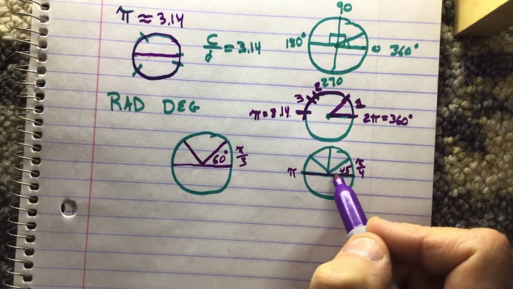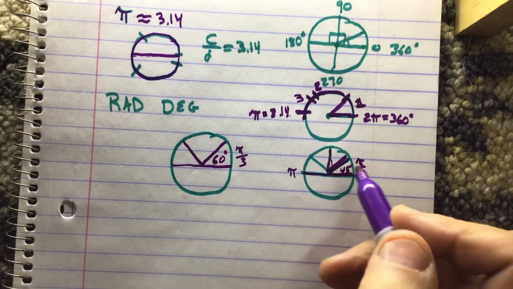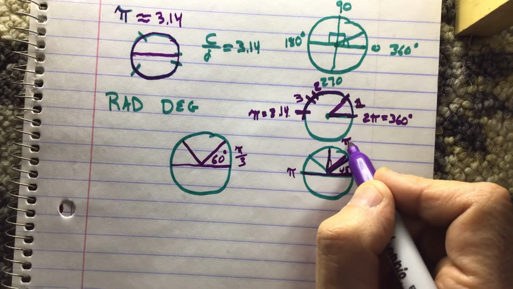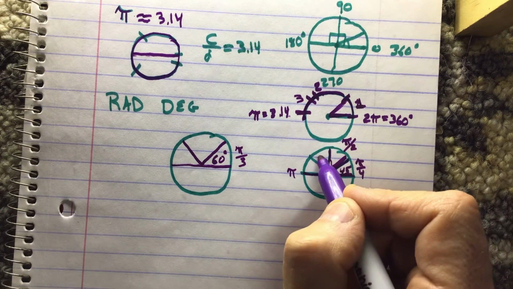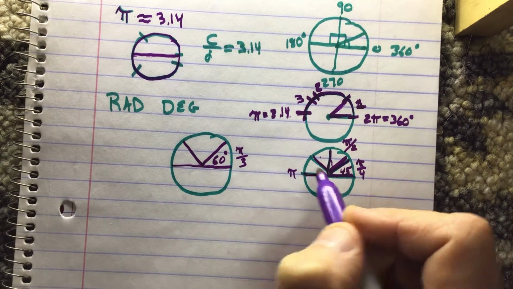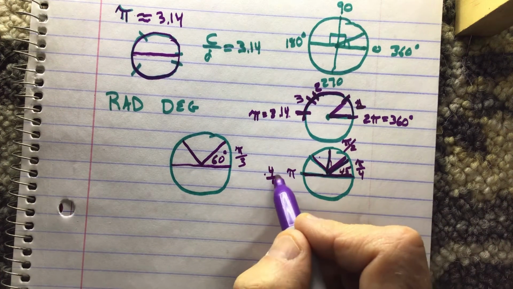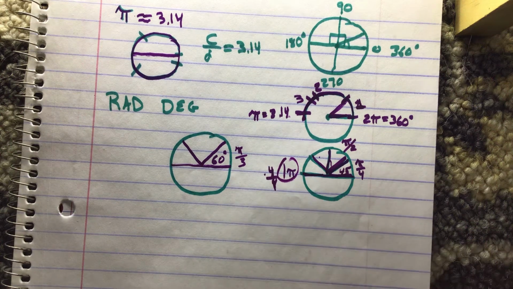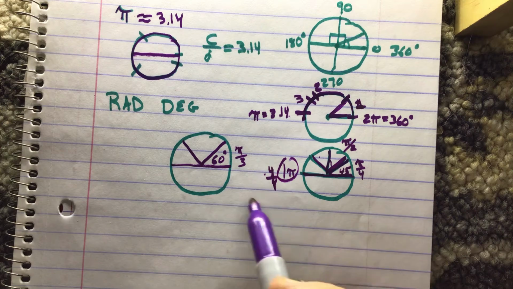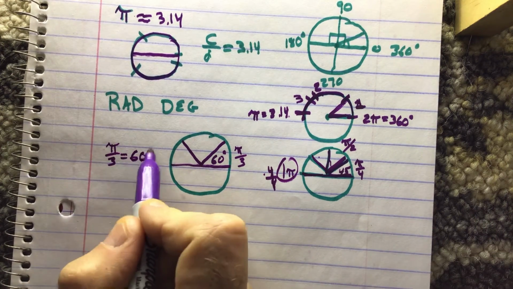So this would be 1 pi over 4, 2 pi over 4, which is just pi over 2 if you reduce it. That's 90 degrees. 3 pi over 4, and then 4 pi over 4. We wouldn't call it 4 pi over 4 because 4 over 4 just equals 1, so we just call it 1 pi. Okay, 4/4 is 1 whole. So these are radian measures. Notice that pi over 3 is 60 degrees.